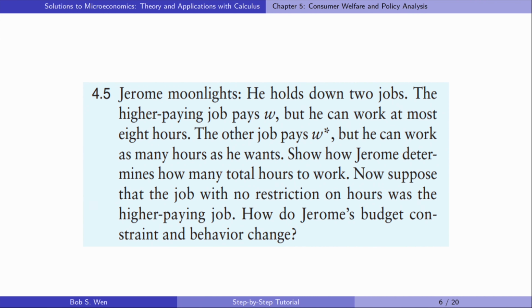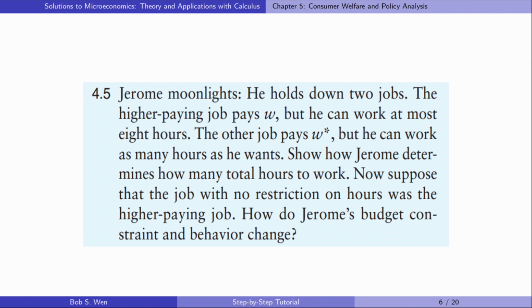Let's solve exercise 4.5. Jerome moonlights. He holds down 2 jobs. The higher paying job pays W, but he can work at most 8 hours. The other job pays W star, but he can work as many hours as he wants. So how does Jerome determine how many total hours to work?